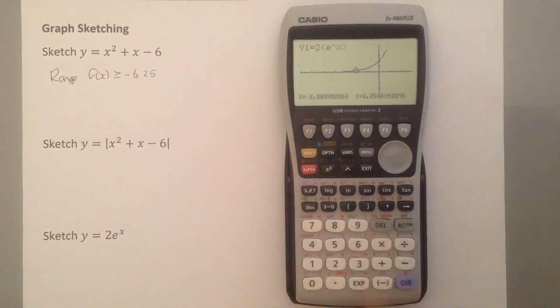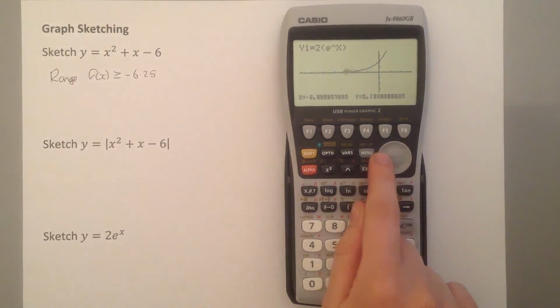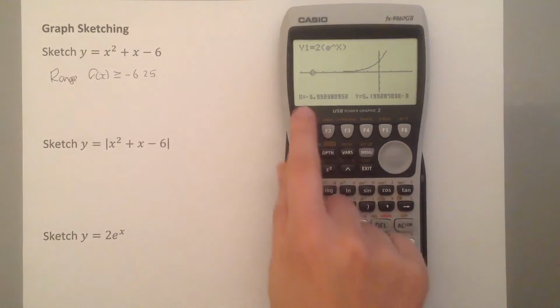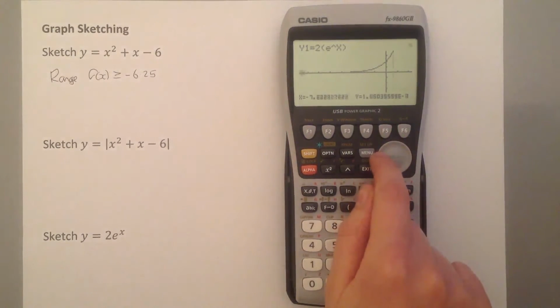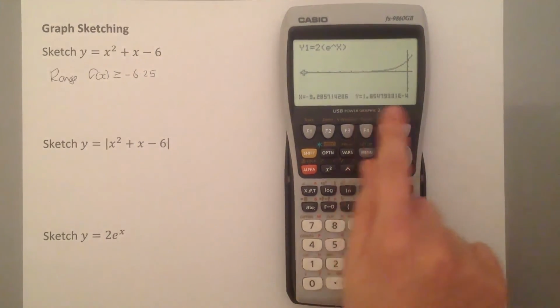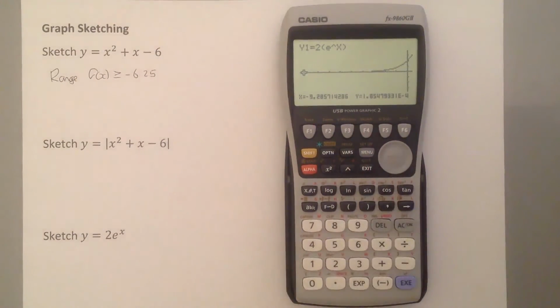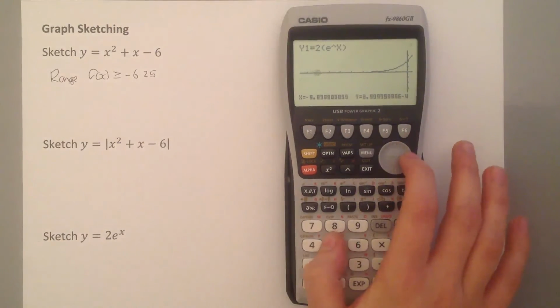Other options, you might want to go and trace. So if I go and trace, I can see what happens to the x. As the x is getting smaller and smaller and smaller, I can see what happens to my y value. And it's just getting closer and closer and closer to 0. So you can use the trace as well to move around the various points.